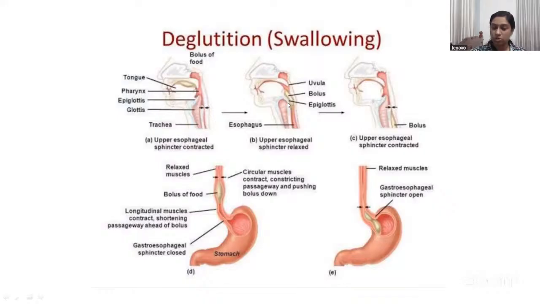Okay. Also, it will close the vocal cords. Approximation of the vocal cords also occurs in order to prevent the entry of food into the larynx. And another thing is that momentary cessation of breathing also happens during swallowing. That's what we call deglutition apnea. So these are the important things to be remembered in the case of the pharyngeal phase of deglutition.